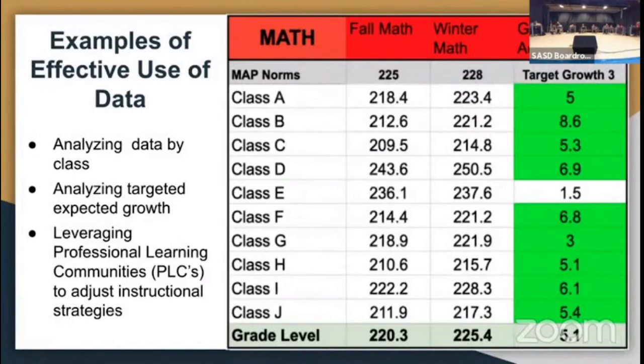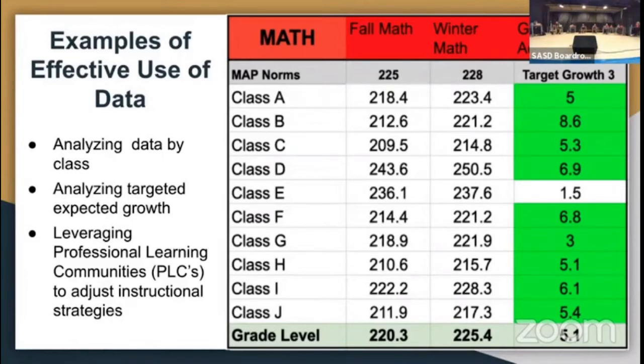Another way they have also used the data at the middle school is they've also analyzed the data by class. This is a math class. This is our actual data. Again, I took the teachers out of the data, and they were looking at growth. How were each math class growing? So you can see the fall score just for that class, and you can see the winter score. And then if they met their targeted growth, those ones that are highlighted all met the growth of 3 or more. And one class didn't meet that growth.